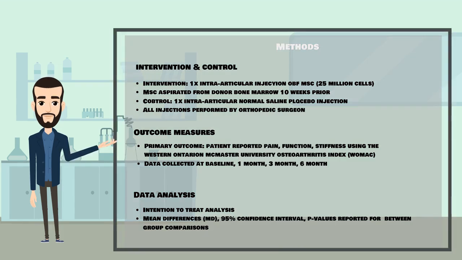The intervention group received 1 intra-articular injection of 25 million mesenchymal stem cells taken 2 months prior from the bone marrow of healthy donors. The control group received 1 intra-articular injection of normal saline. All injections were ultrasound-guided and performed by an orthopedic surgeon. The primary outcome was patient-reported pain, function, and stiffness measured by the Western Ontario and McMaster University Osteoarthritis Index at 1, 3, and 6 months post-injection. Data were analyzed using an intent-to-treat analysis, and between-group comparisons are presented as 95% confidence intervals and p-values.